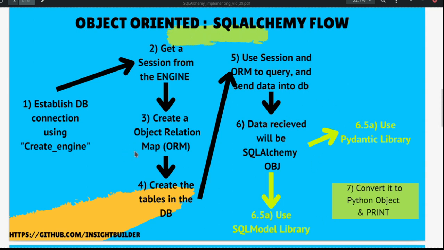So the process is that we first need to create an engine. Creating the engine is taken care of by SQLAlchemy, so you don't need to worry about it, it will create it. For creating the engine, you need to give the connection string, which we already discussed. Once you create the engine, you need to create the session. And in parallel, you also need to create an object relation map. I will show you what ORM is and how the object relation map looks.